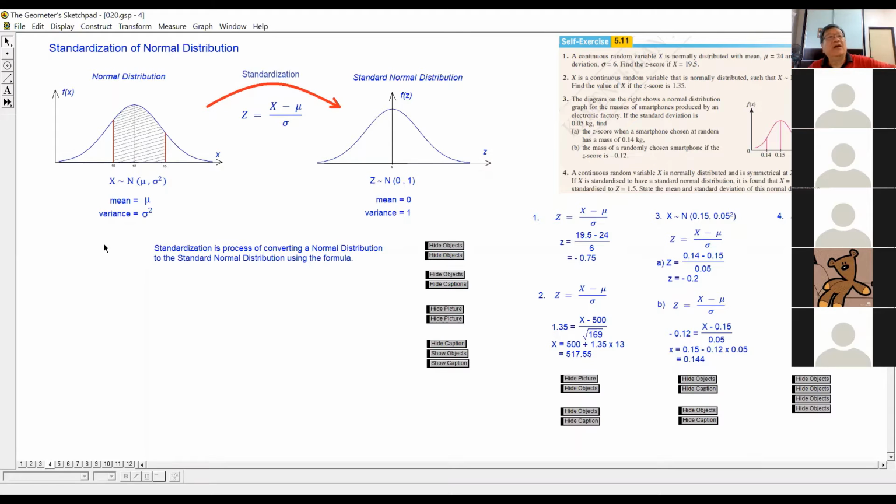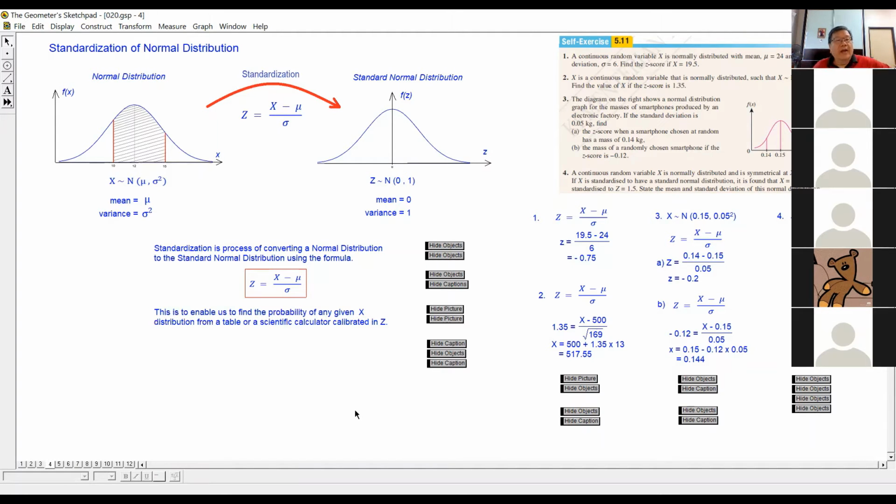Otherwise it is very difficult. You have to integrate differently for each mu and sigma. So no need, we use the table. That is the reason why. The way to convert from a normal distribution to a standard normal distribution is this formula: Z equals x minus mu over sigma. We are going to look at how to use this formula.